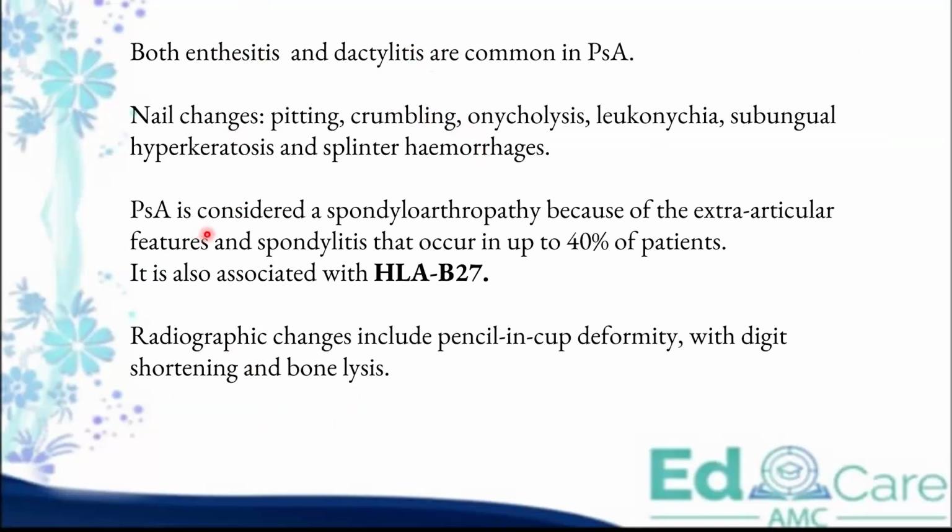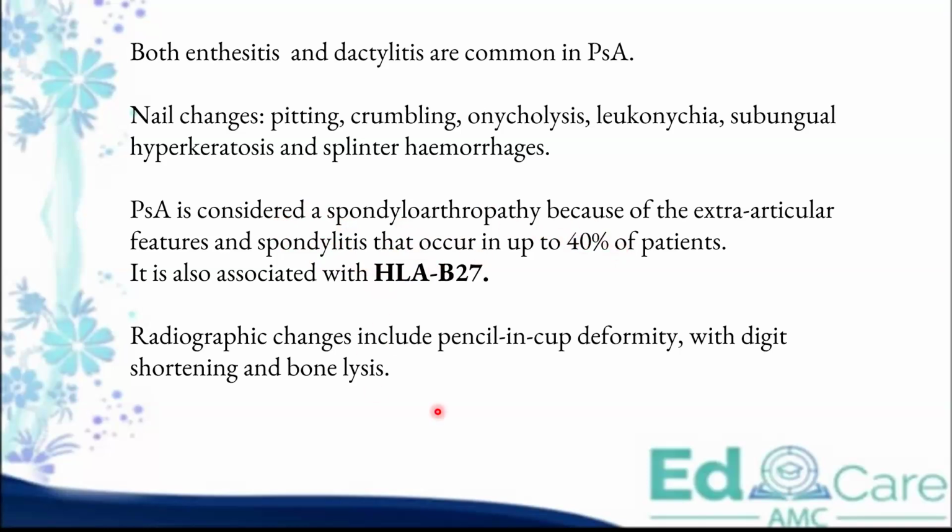And what you need to know is it's associated with HLA B27. So that's why there's an association with ankylosing spondylitis as well. PSA is considered a spondyloarthropathy because of the extra-articular features of spondylitis that happen in 40%. So joint fusion can occur in 40% of the patients, right?